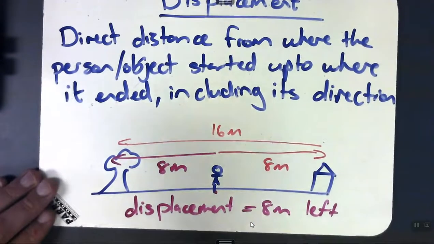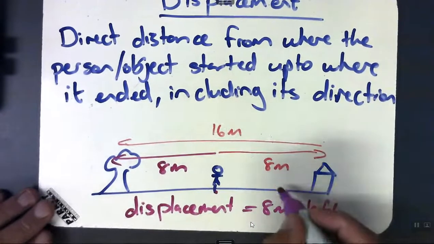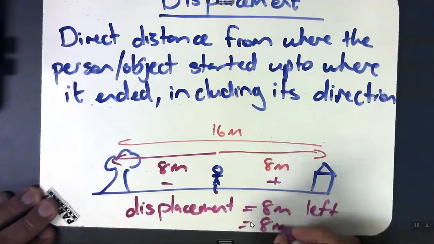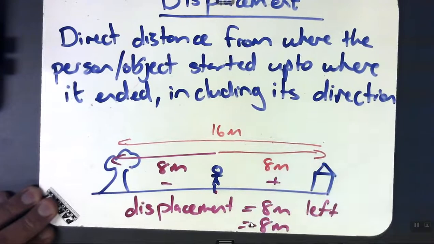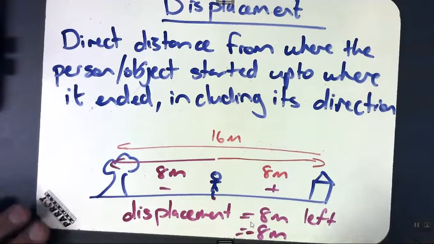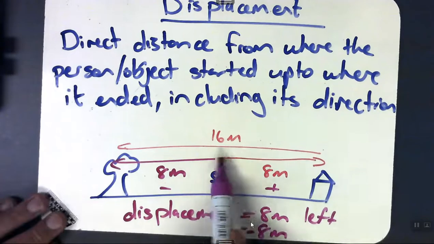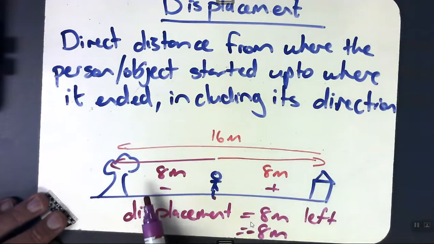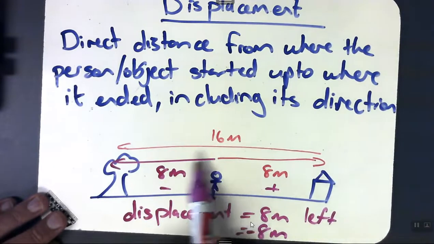And if we go in terms of a number line, we made this way positive and negative. We can also say 8 meters in the negative direction. So negative 8 meters. That would be his displacement. So his distance when he moved to the house and back to the tree was 8 plus 16. But his displacement was only from here to there.